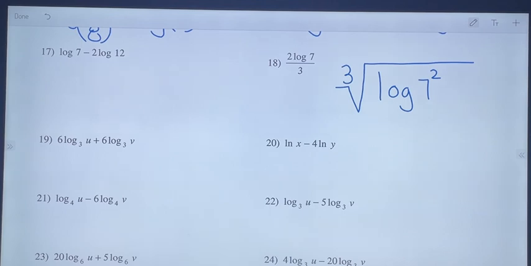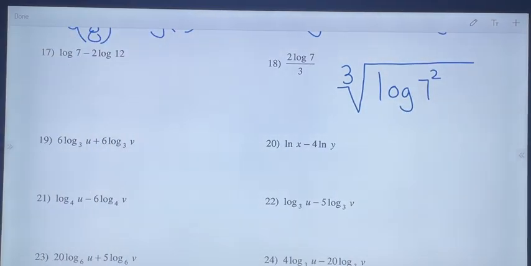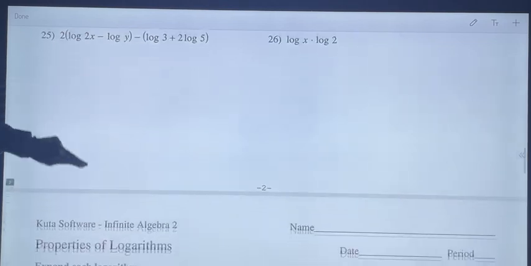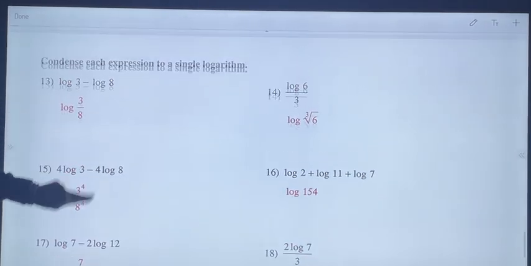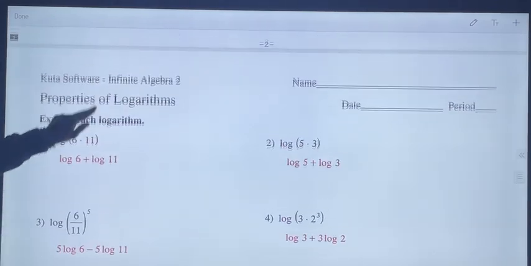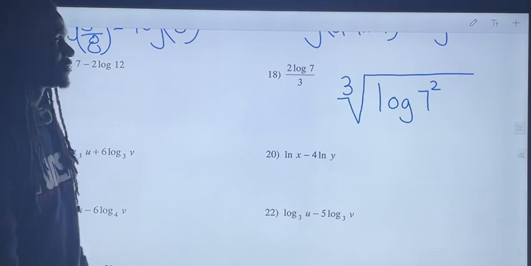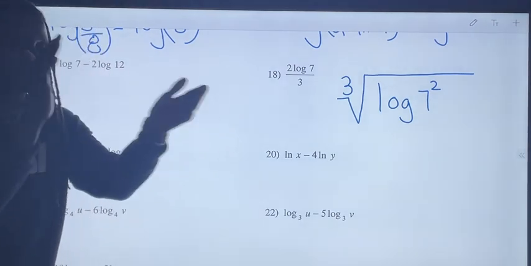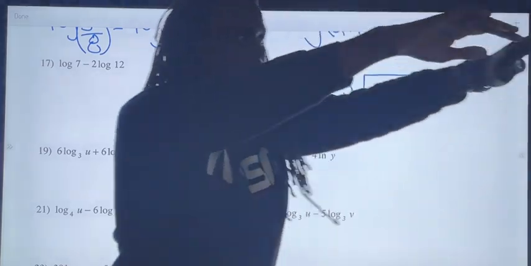Let's double check that. I don't understand what you wrote for log 7, like how you got that. All right, before I explain it, let me double check and make sure I get it right. Okay, I understand now. The 2 would be the exponent and the 7 would be next to the base. Okay, it took me a moment.